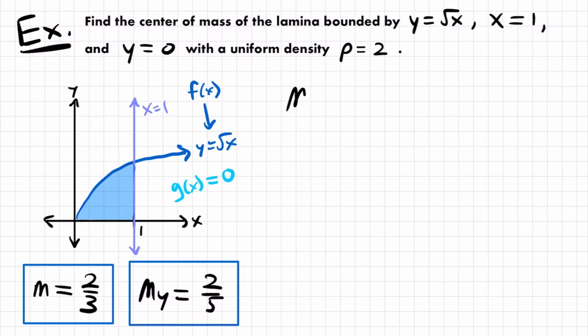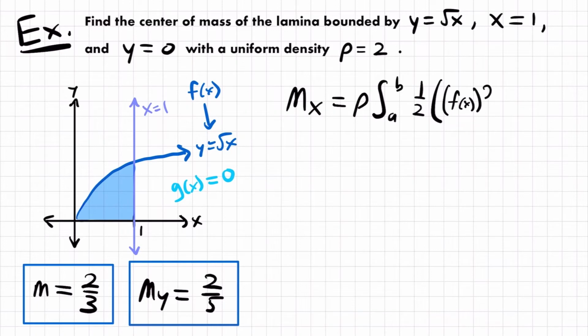And so we'll have that the moment about the x-axis is equal to rho times the integral from a to b of 1/2 times f of x squared minus g of x squared times dx. All right, and so if we plug in everything we know, and that includes ignoring the density, once again, it's just going to be divided out when we calculate the center of mass.